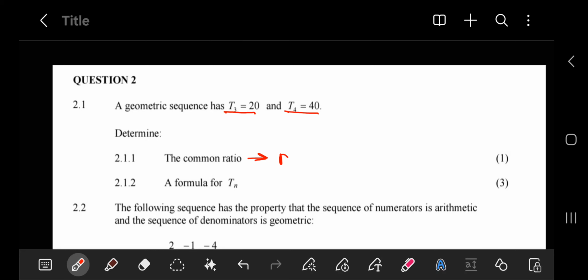And the good thing is that we are given two consecutive terms. We've got term 3 and term 4. So to calculate this, we're going to say R is equal to term 4 over term 3. Substituting the values, that is going to be 40 over 20. And you end up with R being 2. So that is the common ratio.